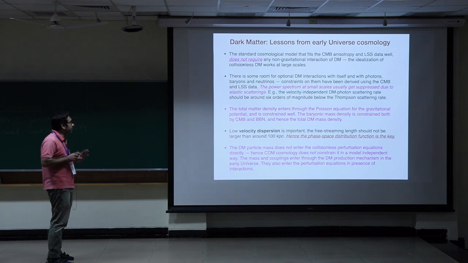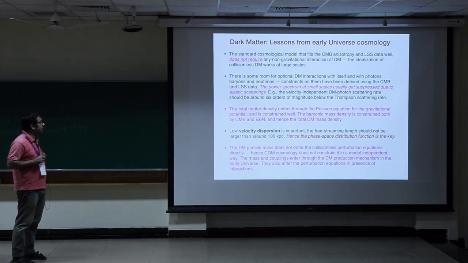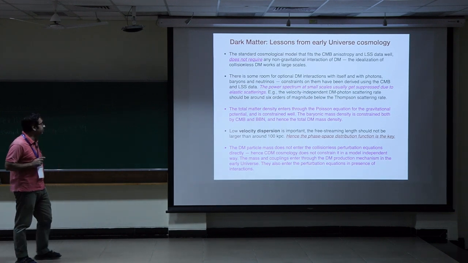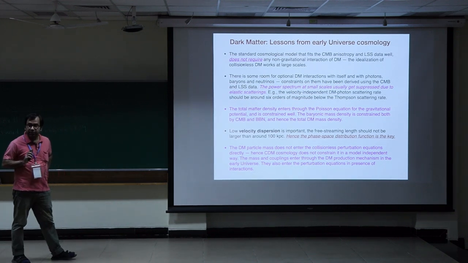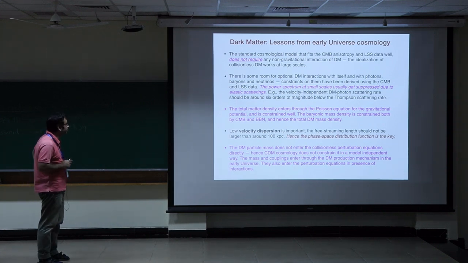The key thing that enters through the Poisson equation is the total matter density in the gravitational potential, and it is constrained well. And the baryonic mass density is also constrained both by the CMB and BBN, and those numbers agree well among themselves. Using these two, we can get an idea about the total dark matter mass density. So that's what cosmology gives us.